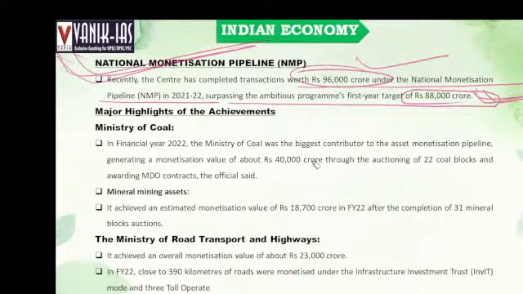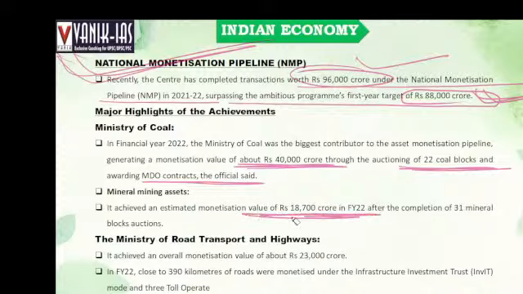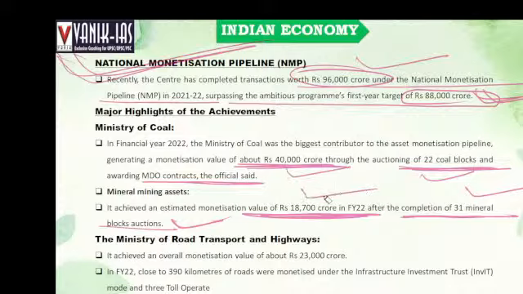What are the major highlights of the achievement? The Ministry of Coal was the biggest contributor to the asset monetization pipeline, generating a monetization value of 40,000 crore through auctioning 22 coal blocks, awarding MDO contracts and minerals. Another thing is the estimated monetization value of 18,000 crore in financial year 2022 after completing 31 mineral block auctions. So the auctions by the Ministry of Coal, around 22 coal blocks and 31 mineral blocks, generated 40,000 crore and 18,700 crore respectively in 2022.